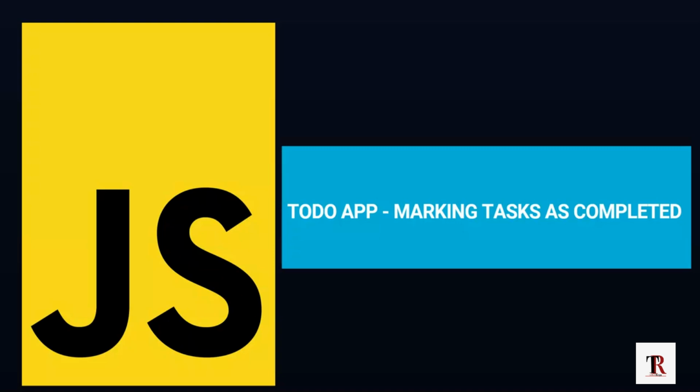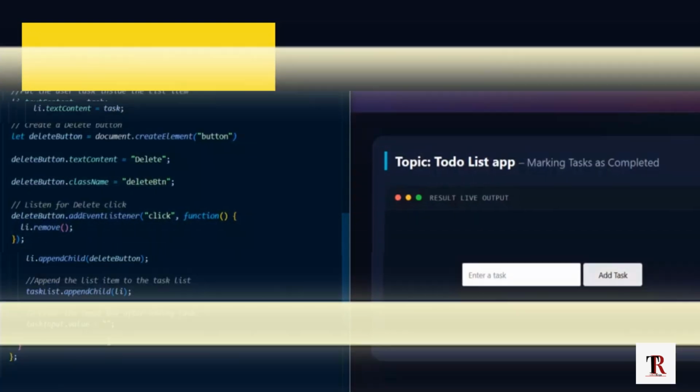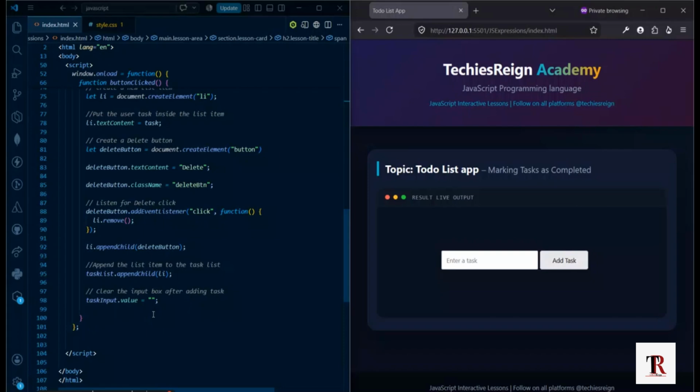Learn how to mark a task as completed by clicking on it. In this lesson, we will use JavaScript to add and to remove a CSS class, allowing users to toggle a completed task on and off.